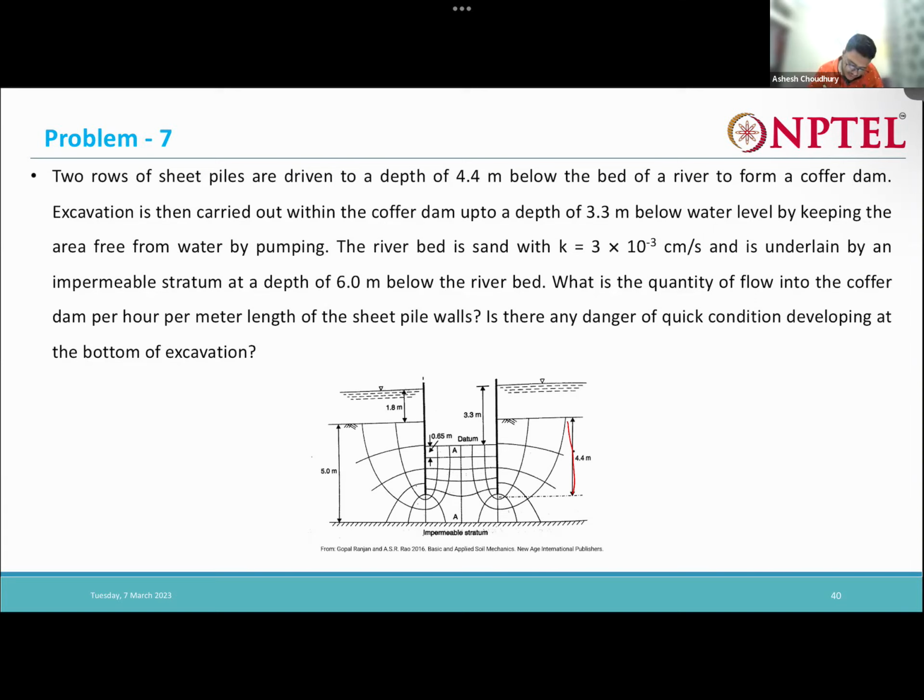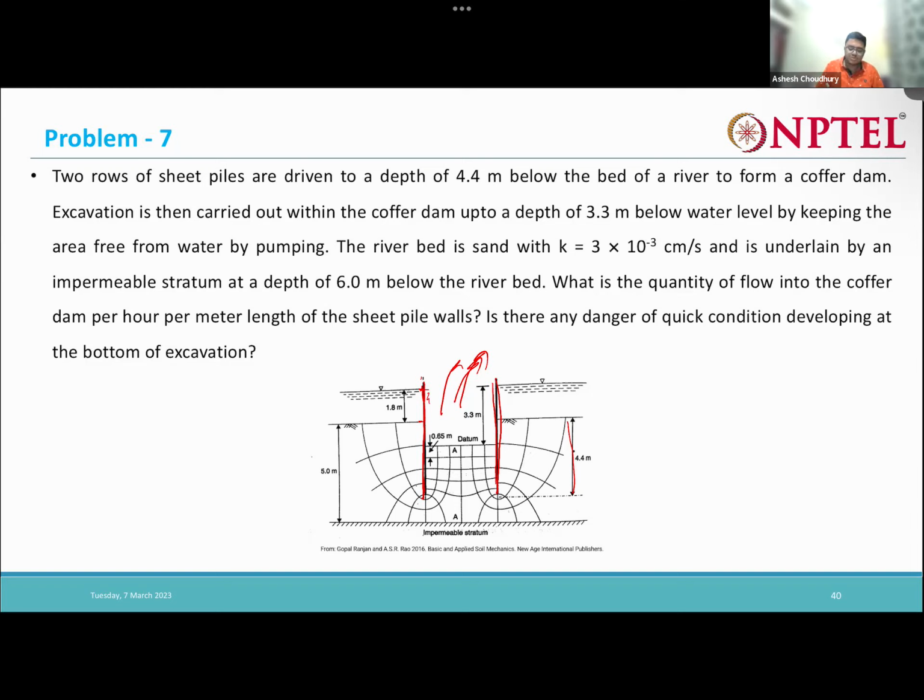So we are excavating the soil out within the coffer dam up to a depth of 3.3 meter below the water level, by keeping the area free from water. We are actually pumping out the water, and this makes a coffer dam using this sheet pile wall. This is the water level, and this is the river bed, right? We have driven this sheet pile into the riverbed or the seabed, and then we are pumping out the water so that this portion is dry.